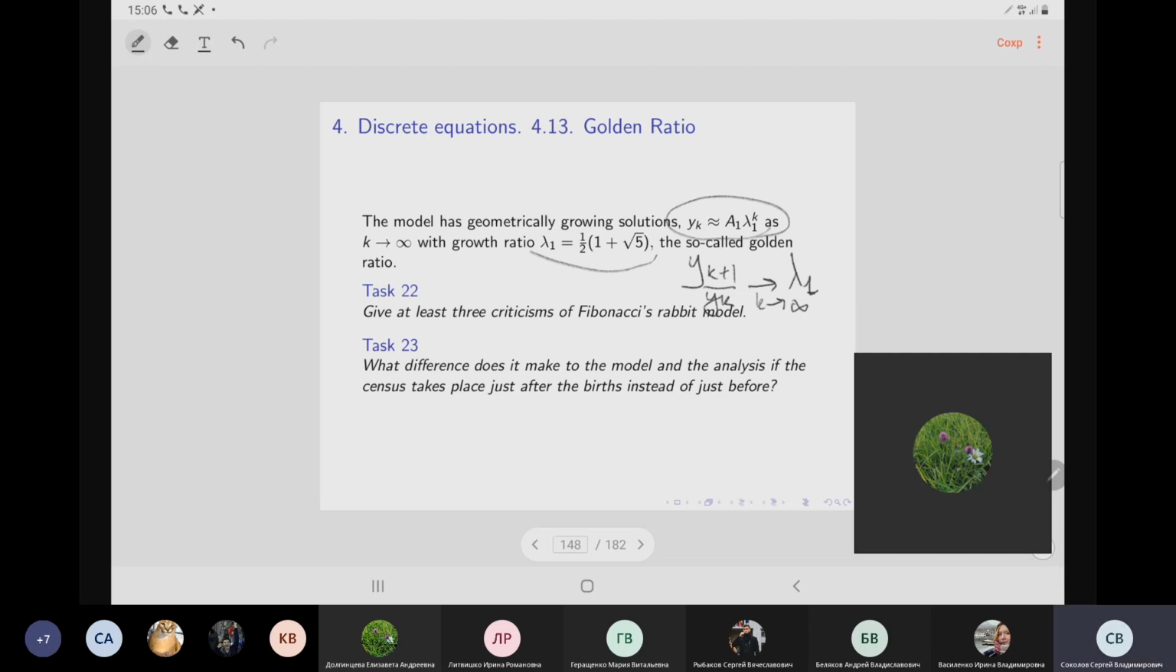Two small tasks for you. First one, give me at least 3 criticisms on the Fibonacci rabbits model. And another task: is there any difference between this model and one where we take into account a moment after the birth instead of just before the birth? So you can modify the Fibonacci rabbits model and see if there is any difference.